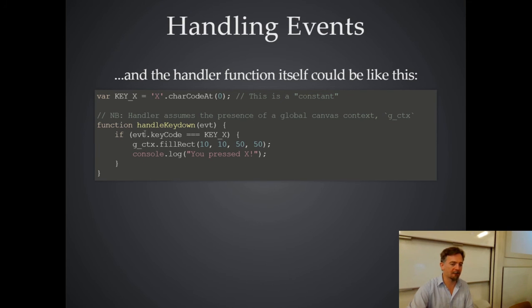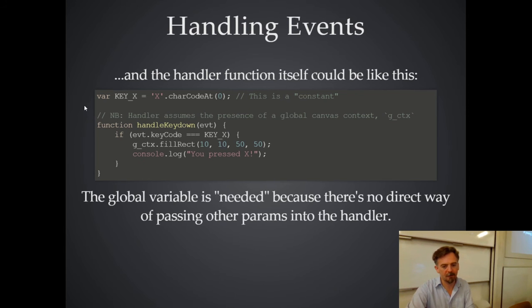So here we have a key down handler. We just check whether the key happens to be the X key. If it was, I do some stuff. So this is me drawing a rectangle and telling the console that we pressed X. Simple enough. You also notice I had to resort to a global variable here. I use a global variable for the context. Now, as you probably know, generally speaking, global variables are kind of an ugly thing that you want to avoid.